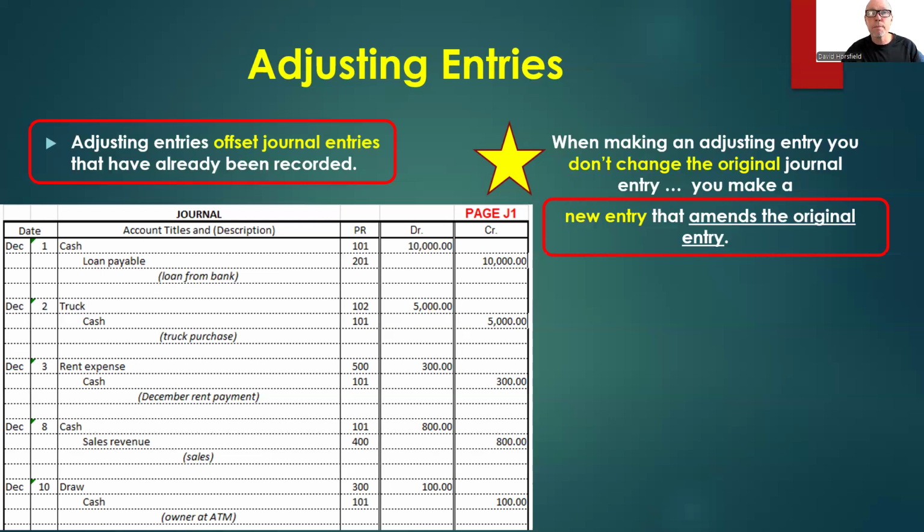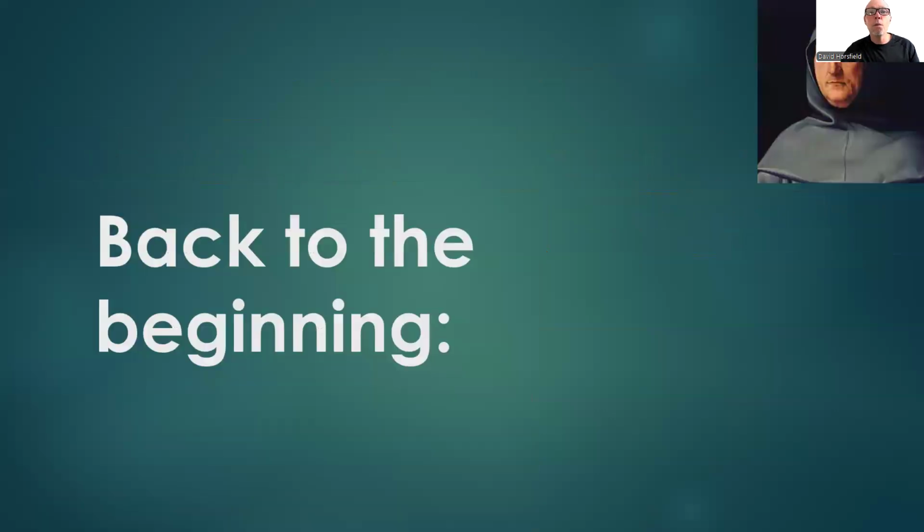So journal entries make adjustments. We don't change the original. We create a brand new journal entry. Oh, goody. We may have more journal entries coming. So, but all the way back to the very beginning, one more time.